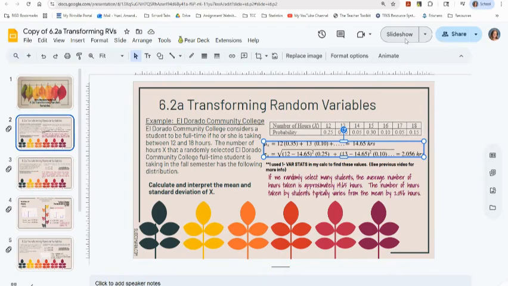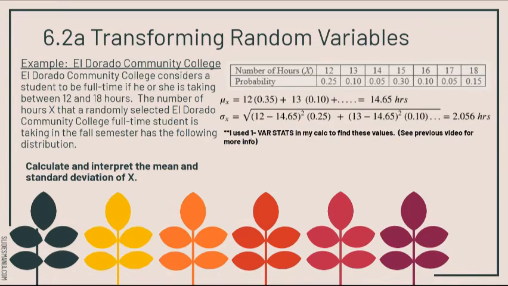So I actually put this in the calculator. So look at the previous video if you don't remember, but use one variable stats to find those values. And then our standard deviation. So you don't have to find variance first. We only need standard deviation. So standard deviation is the square root of the difference between the X value and our mean squared times our probability. So we show just two terms and put the dot, dot, dot, and get the value from our calculator, 2.056 hours.